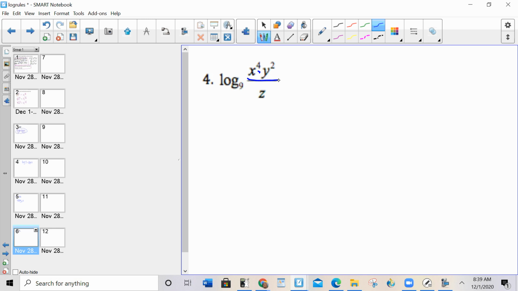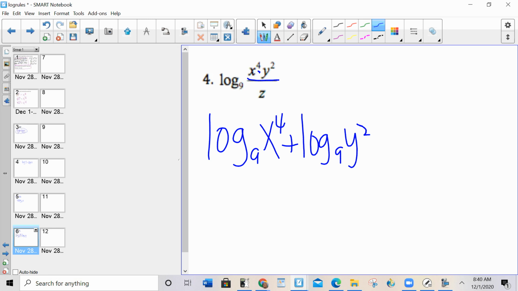Because the log is base 9, when I write my multiple logs, they're all just going to have a base of 9. So log base 9 of x to the 4th. Multiplication becomes addition. Log base 9 of y squared. Division becomes subtraction. Log base 9 of z. That's my product rule. The multiplication became addition, and the quotient rule, division, became subtraction.